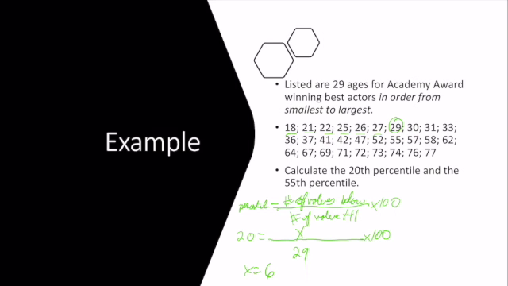Now if I want to do the 50th percentile, I can do the same thing. 55 equals x over 29 times 100. And I actually get a decimal for x, but I'm going to go ahead and round that up to a whole number. So I get 16. 1, 2, 3, 4, 5, 6, 7, 8, 9, 10, 12, 13, 14, 15, 16. So 55 marks the 55th percentile, and 29 marks the 20th percentile.